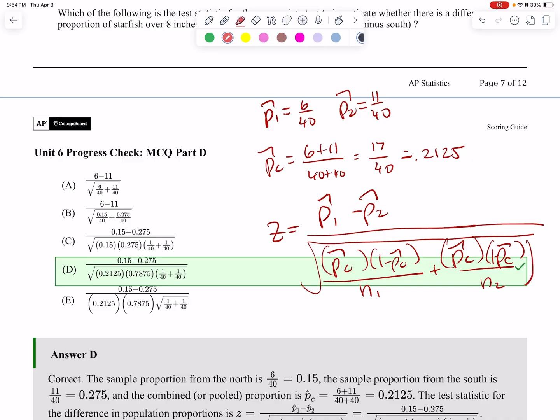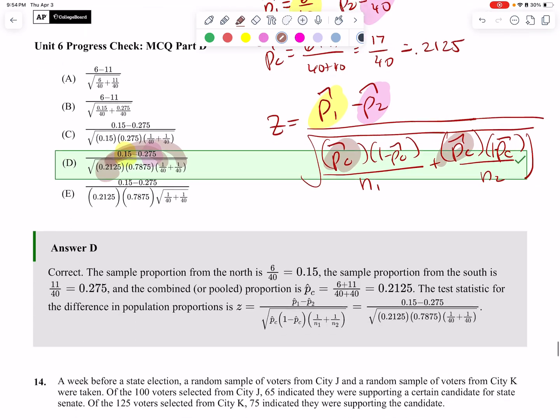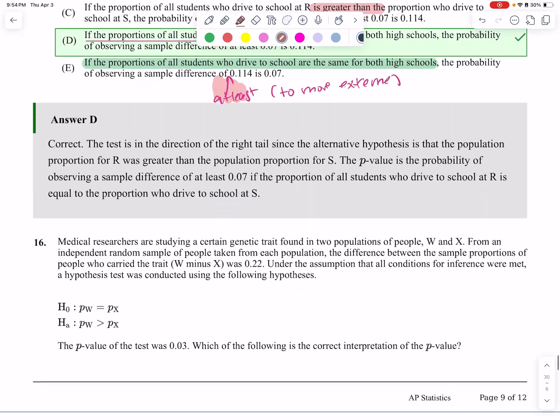So these all match up here. P1 hat is right there. P2 hat is there. And then, of course, for PC, I just have mine distributed. So this is another way of writing it. It's just been distributed into there. I have mine out. All right, and that's it. That's the correct one. I believe that is the last problem.